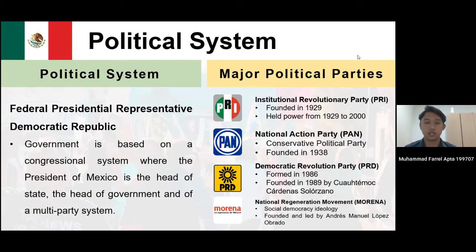The third party is the Democratic Revolution Party, originated from the Democratic Current, a political faction formed in the 1980s from the Institutional Revolutionary Party or PRI, founded by Cardenas Solorzano. And the fourth party is Morena or National Regeneration Movement. Morena is a political party with a social democracy ideology in Mexico, becoming a non-profit organization in 2011 and formally registered as a political party in 2014. The party was founded and led by Andres Manuel Lopez Obrador.